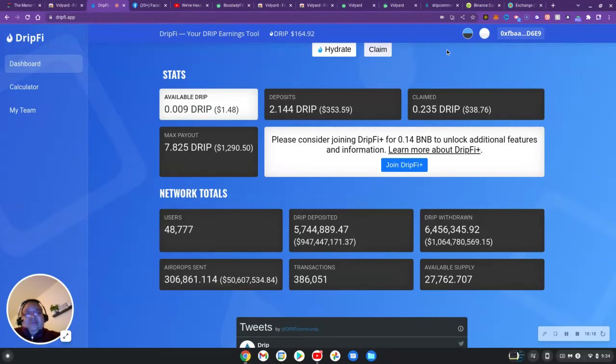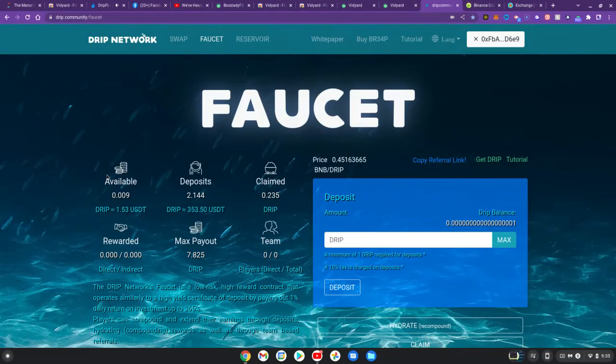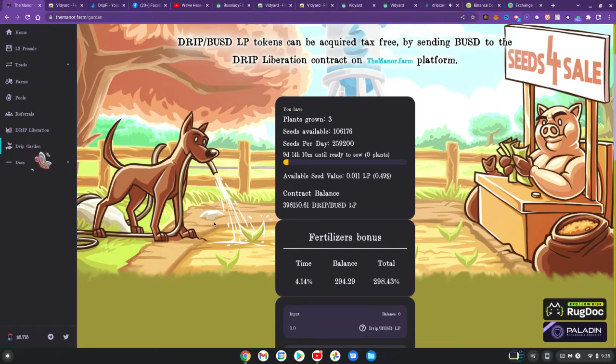You can get on the Telegrams. They got two Telegrams, one called Drip and one called Animal Farm, and that's for this. This is what I'm gonna go over next. Okay, Drip has a liquidity pool too. So once you finish with Drip, get your drips together and get the faucet started, you can roll on over to the Manor Farm. And I already started growing me some stuff.